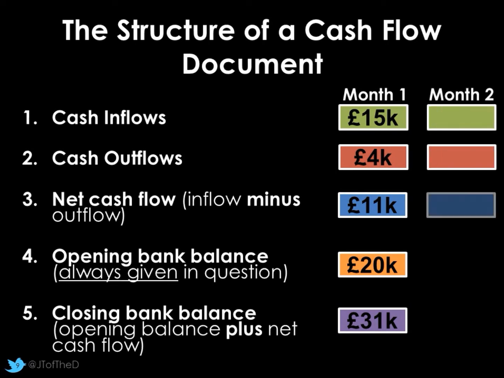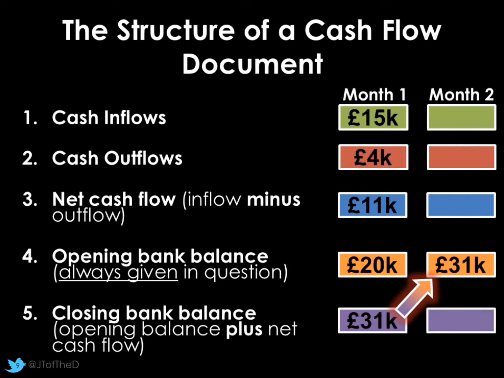Month 2 we follow in the same pattern. The obvious thing here though is whatever money we finish month 1 with becomes our opening balance for month 2. So that £31,000 we finish month 1 with is now our opening balance for month 2. Our cash inflows and outflows, etc., we then calculate, and that new net cash flow, positive or negative, will then be added to the opening bank balance.